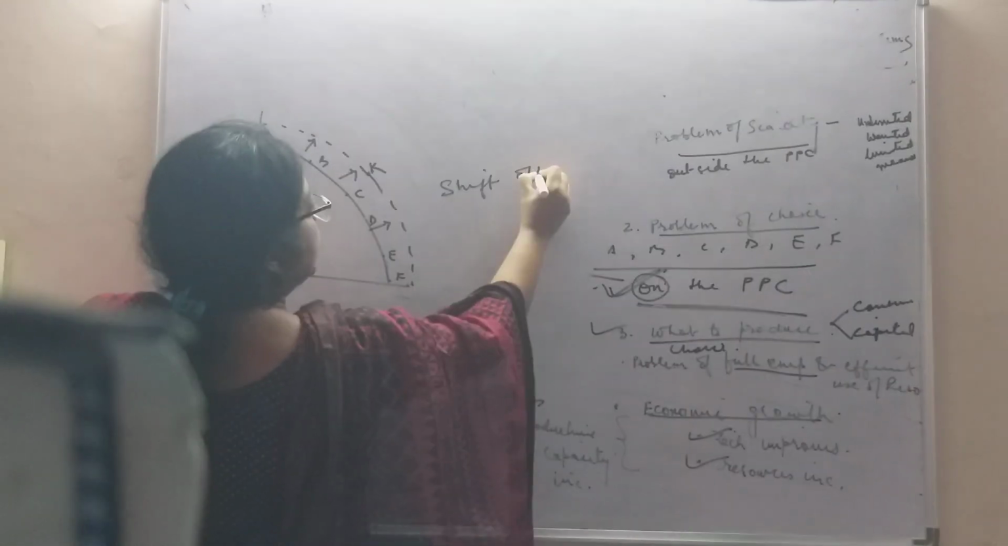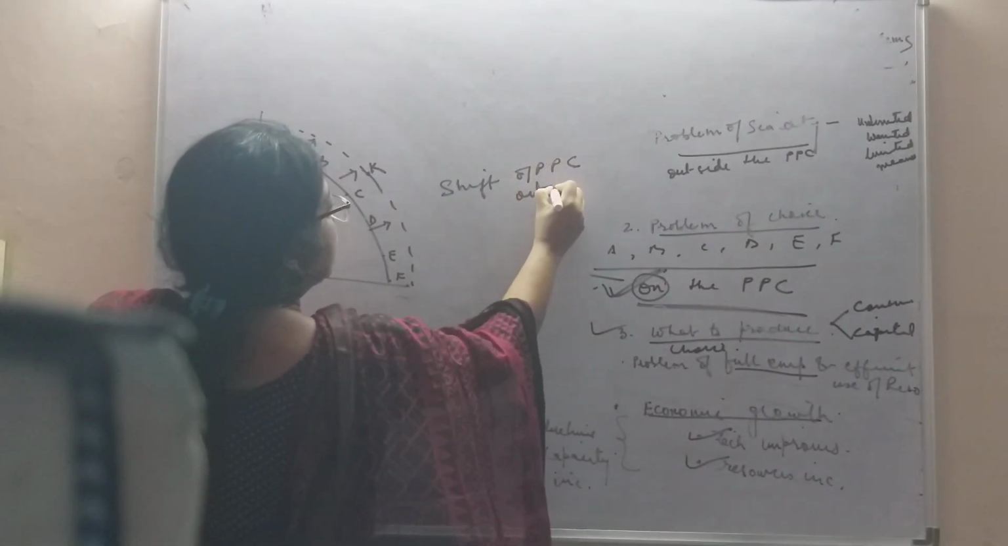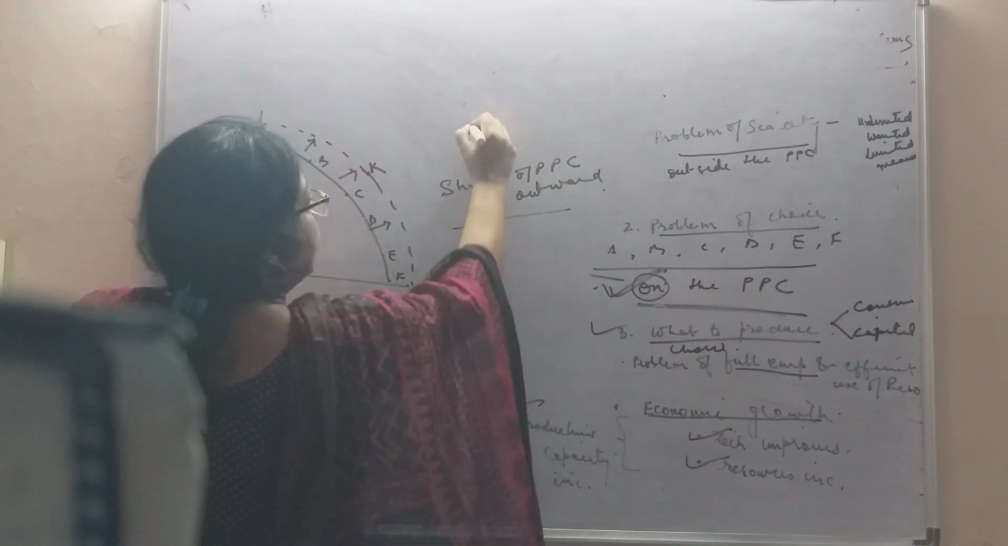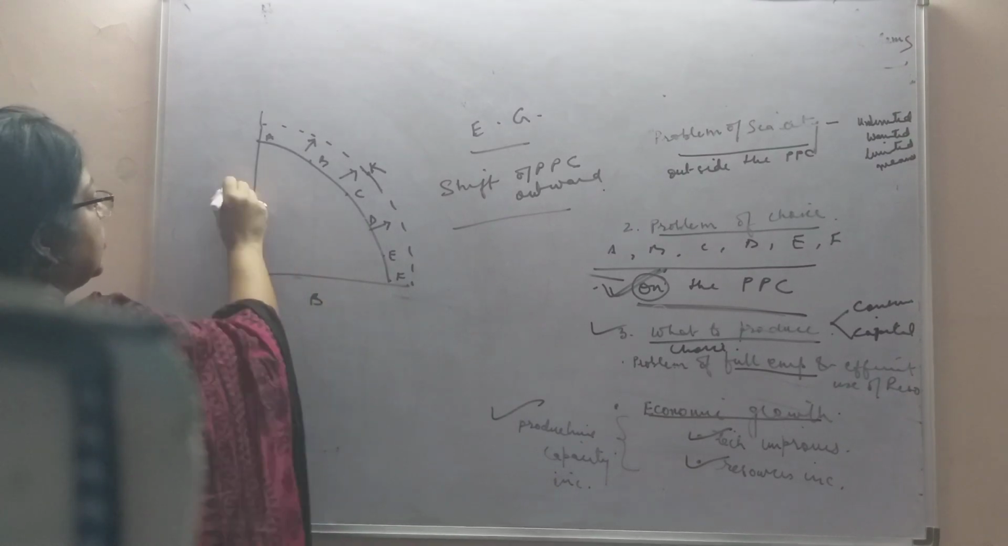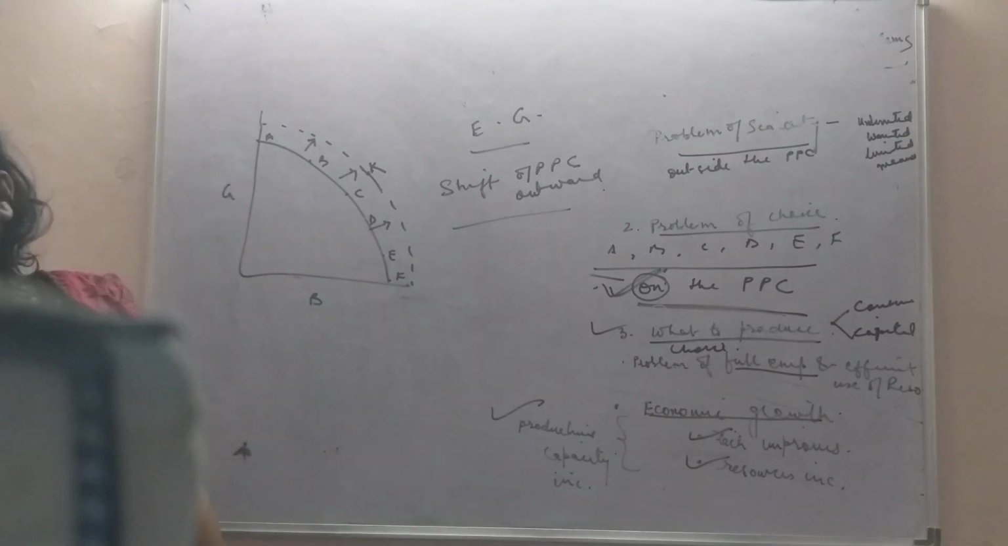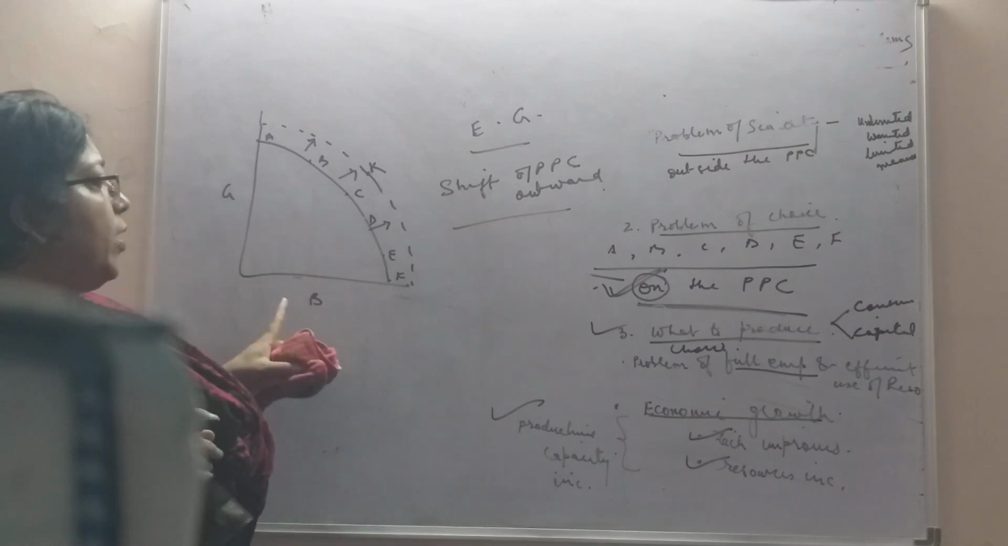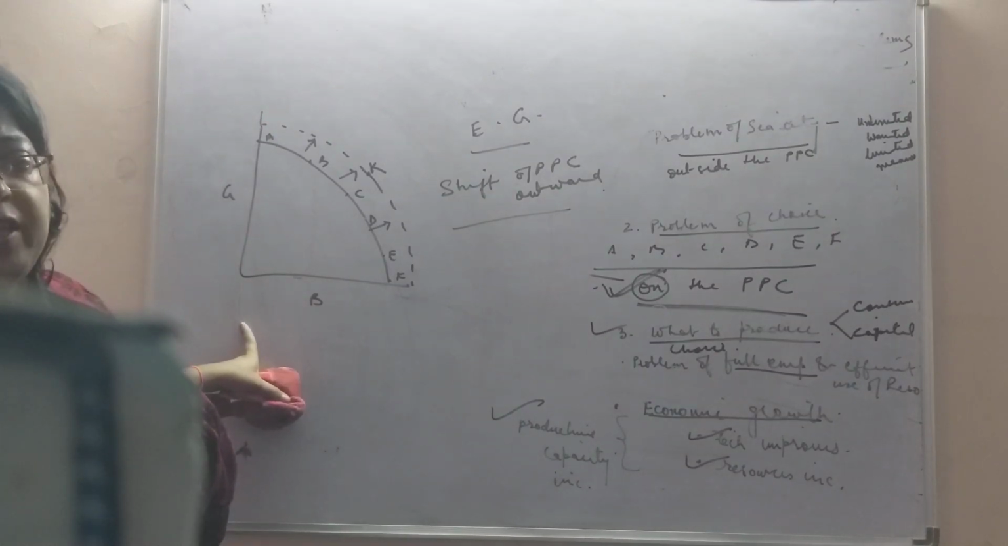That means the country was producing combinations A, B, C, D, E, F. Now because of the progress of the economy, the country is able to produce this K amount of resources. So basically the shift of the PPC outward means economic growth. This is what you have to highlight. Butter, guns. The diagram has to be complete in all cases. With improper labeling, your marks will be cut.